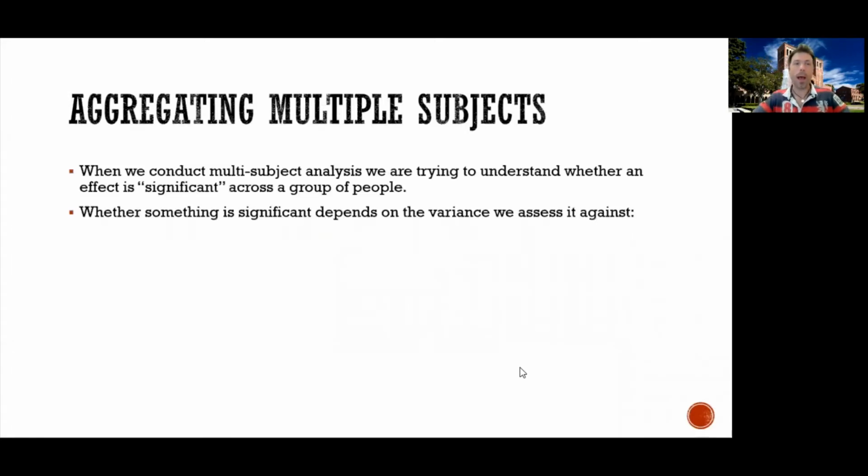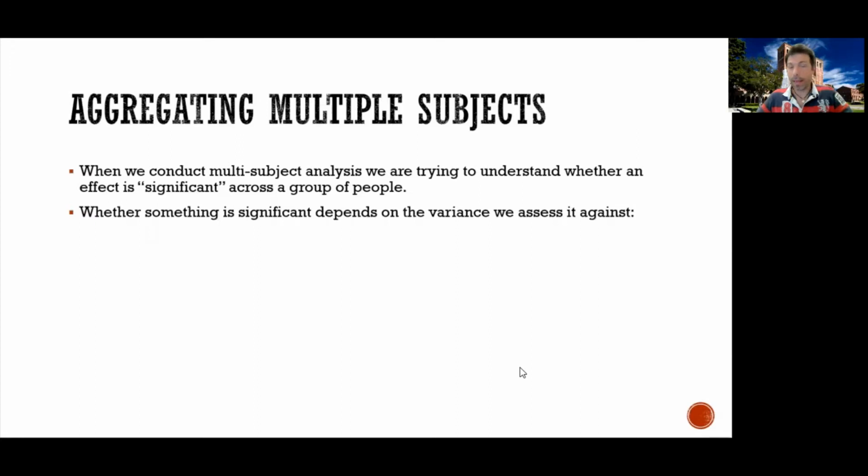So when we're talking about aggregating multiple subjects, what we're trying to understand, obviously, as you know well, is whether some kind of effect holds across our whole group of people. And the issue then is how do you tell whether something is significant or not? As you certainly remember, the whole point of the classical way in which we address this question is to compare some effect to variability.